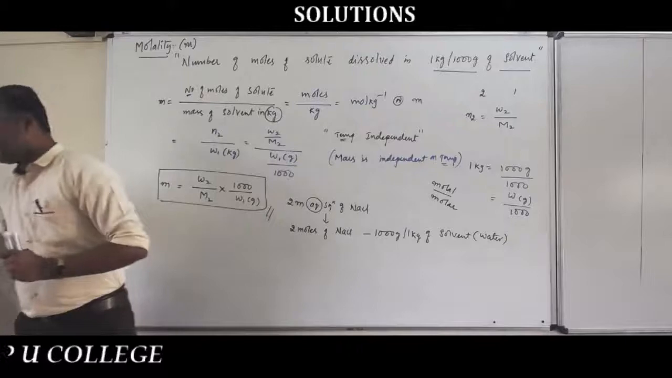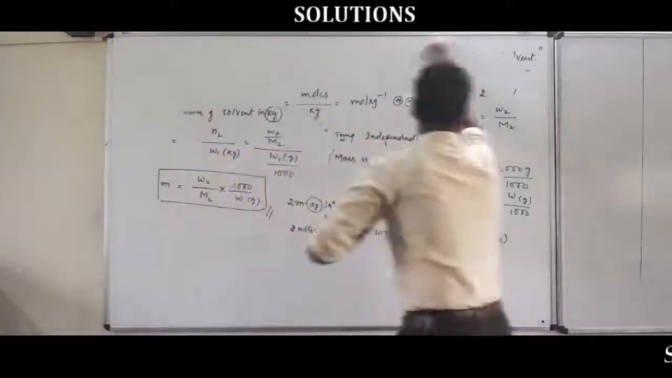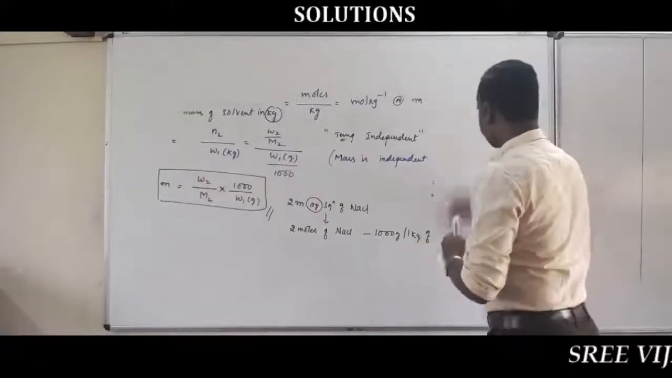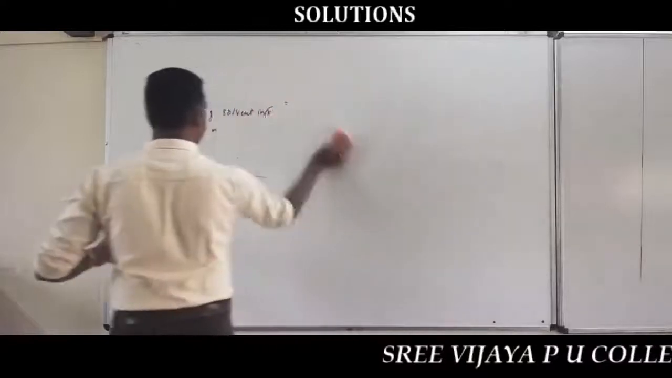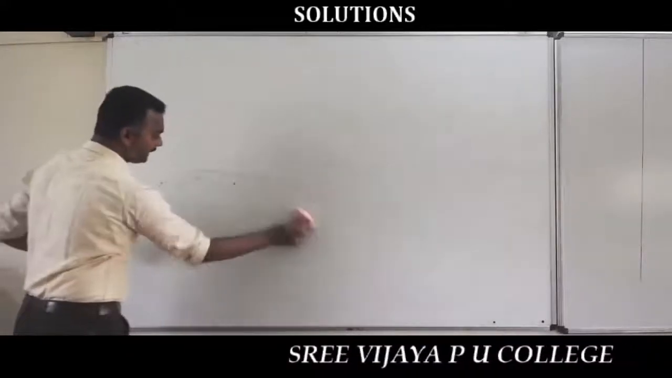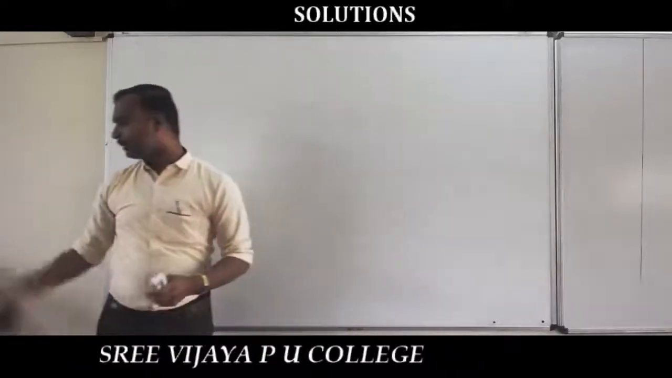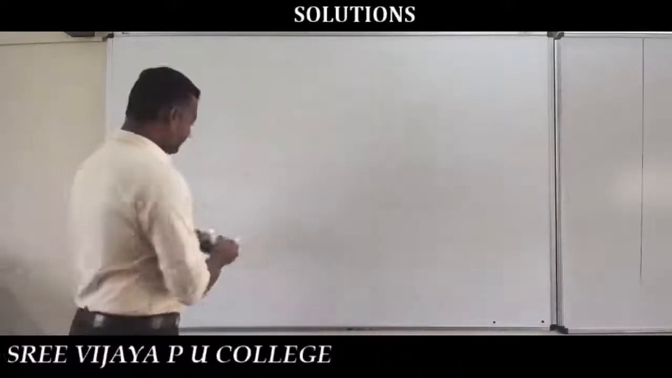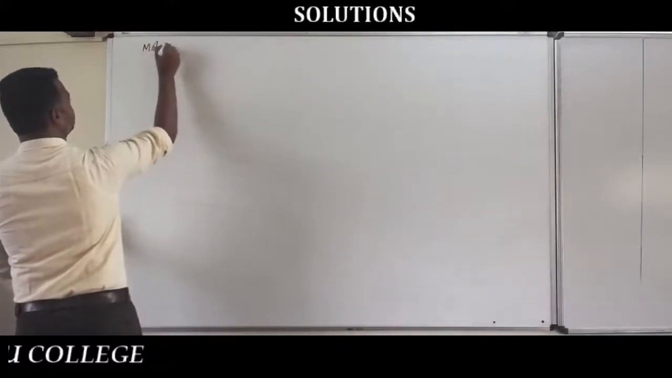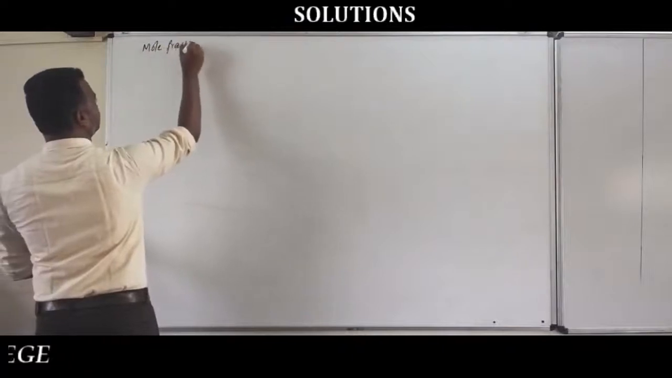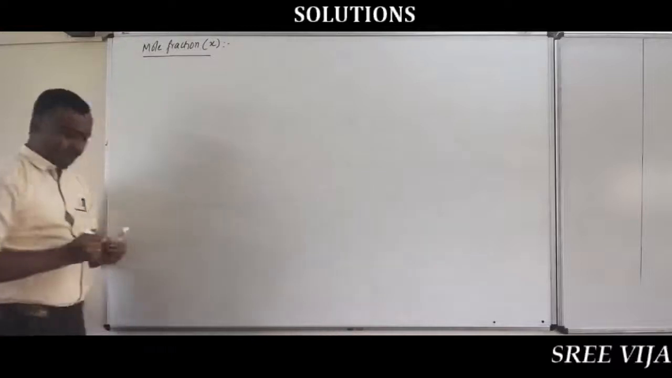And again one more concentration term, that is mole fraction. There are problems in all the concentration terms: molarity, molality, mole fraction. We will discuss that later. So the next concentration term is mole fraction. Mole fraction is indicated by X. This is very simple.